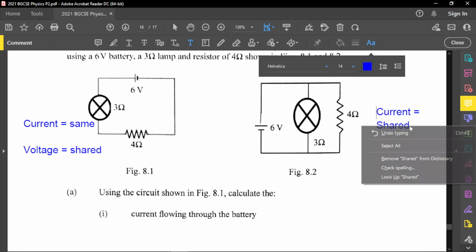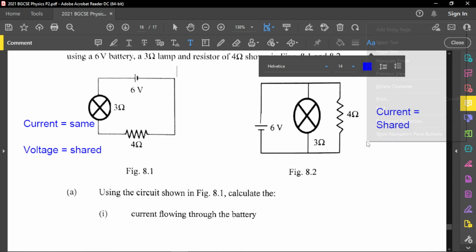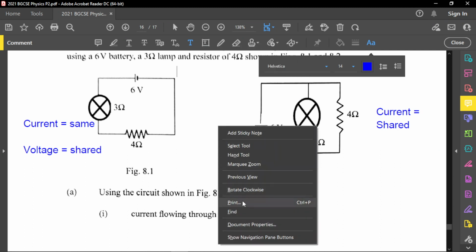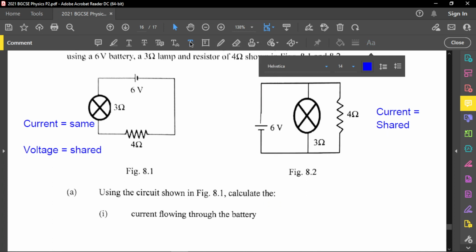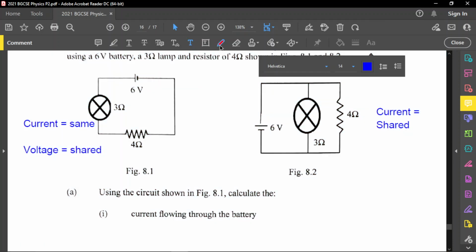And voltage, let's put voltage here. I think I missed something. Okay, I'm back on track. So voltage now: the voltage is the same in a parallel circuit.